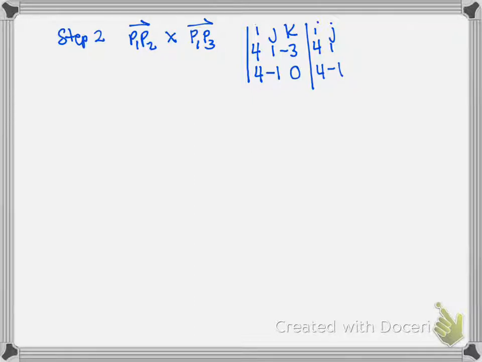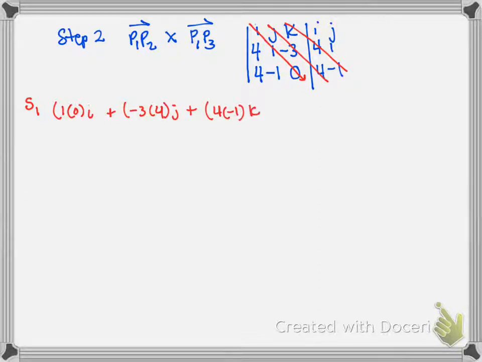Now I start the basket weave method, so I need the summation of 1, which I'm going to work on first. I is 1 times 0I plus J is negative 3 times 4J plus 4 times negative 1K. Alright, 1 times 0 is 0, so it's 0I minus 12J minus 4K. So that's summation 1. So we found that. Yay.